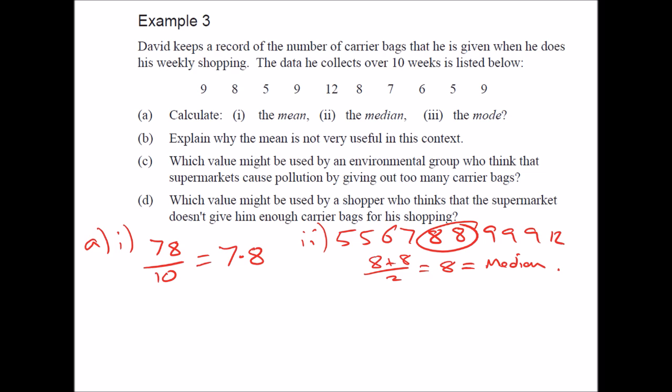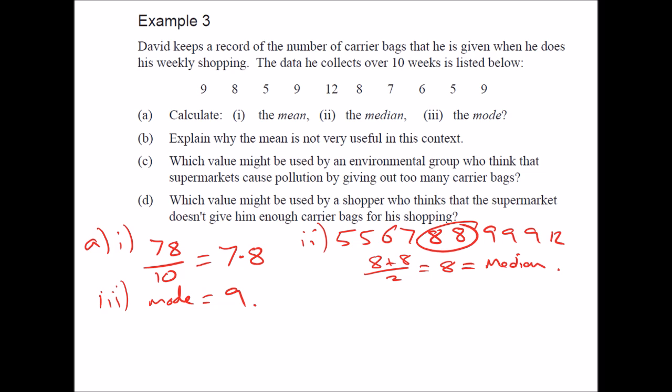Okay, moving on, part C is the mode. Well, that's the most common number, and if you look at that, the 9 appears most, it's there 3 times, so the mode is going to be 9.